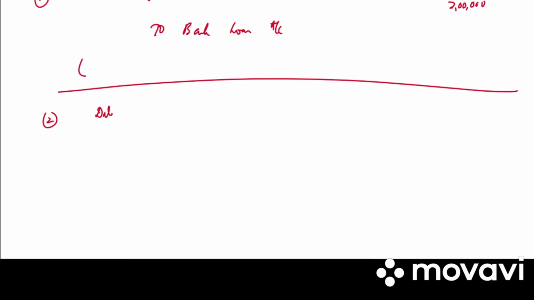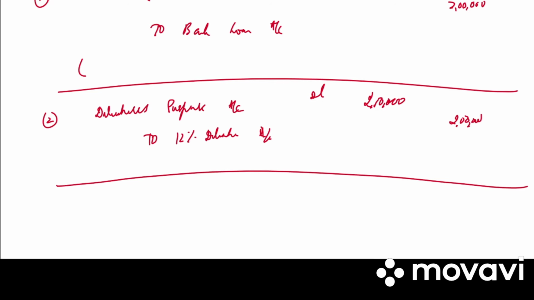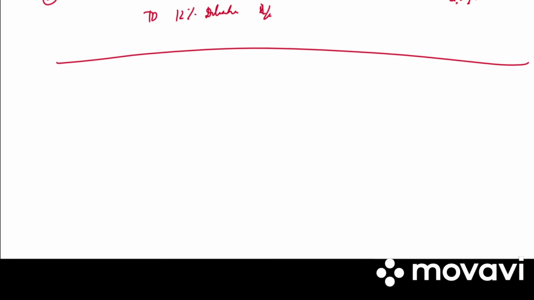Next we have second entry. Debentures suspense account debited to 12% debenture account. How much is it? 2,50,000 debit, 2,50,000 credit. Write the narration. Issue of 2,50,000 debentures as collateral security to secure a loan of rupees 2 lakh from the bank.